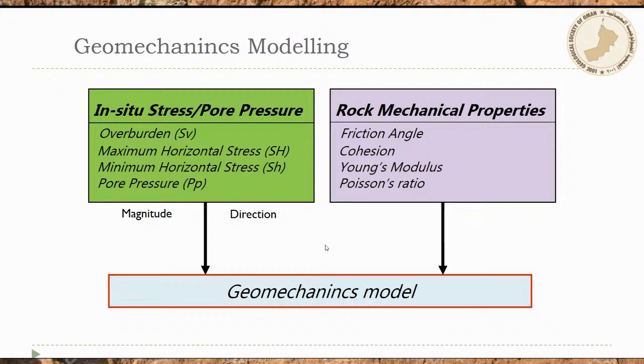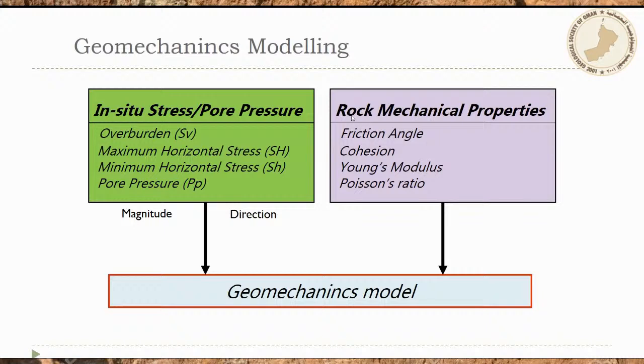Actually, there are two important things we have to take into consideration when building geomechanical models. The first one is the stresses and the pore pressure. For these stresses, we have to know the magnitude and the direction as well. You cannot have only a magnitude without direction, and it's also not applicable to have a direction without a magnitude. You should have both magnitude and direction for the stresses and the pore pressure. I will come to this later in the slides.